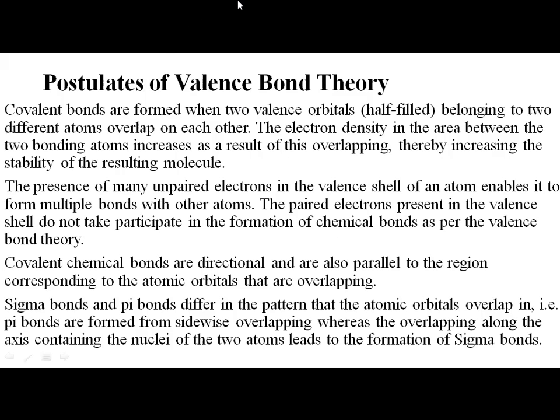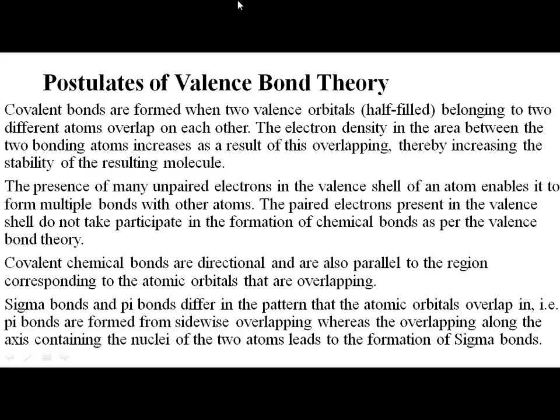Again, we have postulates. According to valence bond theory, electrons in the molecules are present in the atomic orbitals rather than molecular orbitals. Whenever a bond is formed, it is the valence shell which is involved in bond formation, right? So whenever 2 atoms are approaching, the valence orbitals, that is the atomic orbitals, will come closer. When they are coming closer, they will overlap with each other.